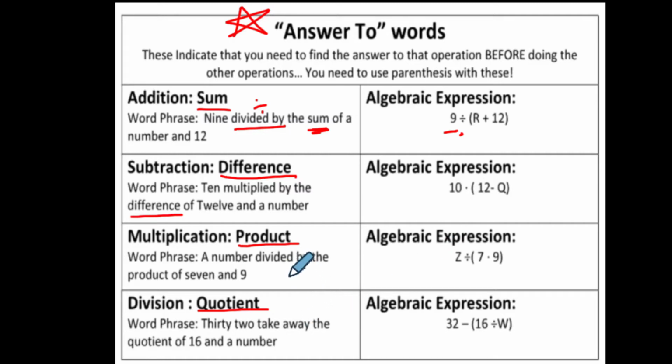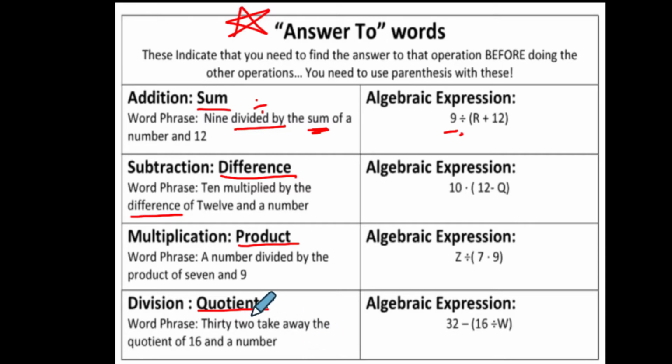All right, multiplication, the product. A number divided by the product of 7 and 9. When you have division and multiplication in the same sentence, you traditionally just go left to right. But because this word phrase used the word product when there was more than one operation going on, we needed to prioritize the multiplication above the division, so we put parentheses around it.